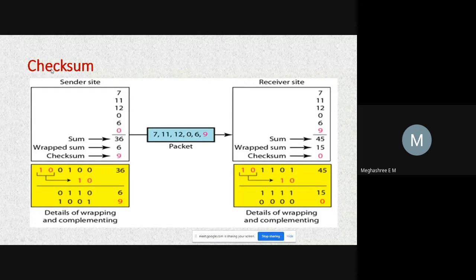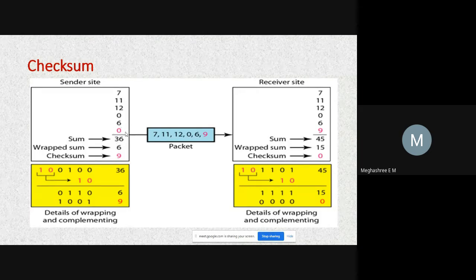As per the checksum, I want to send the 5 numbers here: 7, 11, 12, 0, 6. So as per the checksum, I need to include the checksum also, right? Along with the 5 numbers, I'll take the checksum as 0 here and add it up. 7 plus 11 plus 12 plus 0 plus 6 plus 0 is 36.